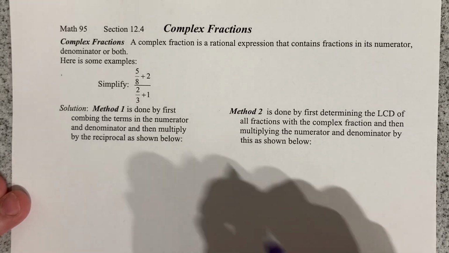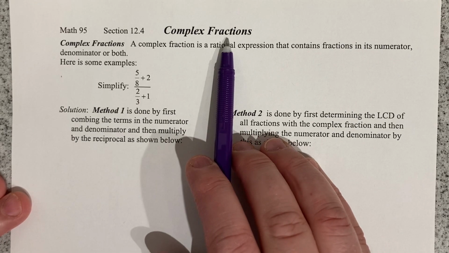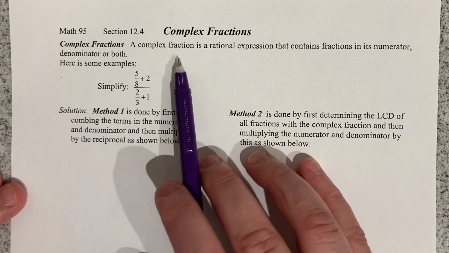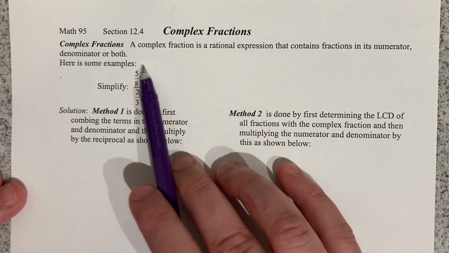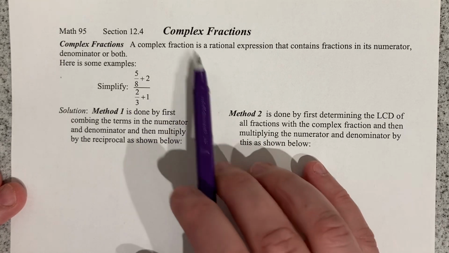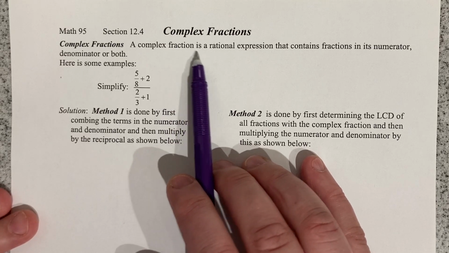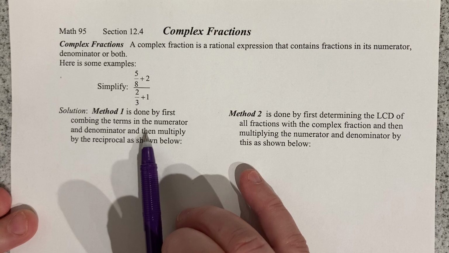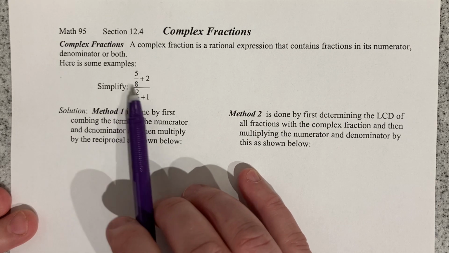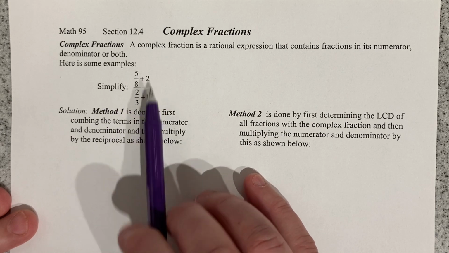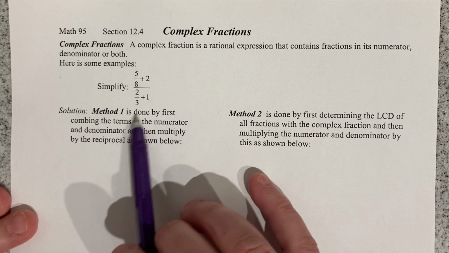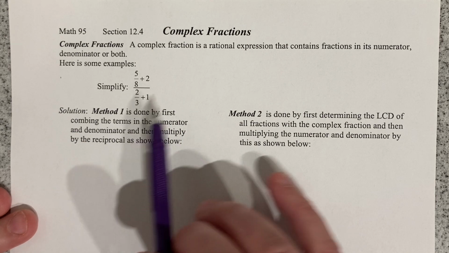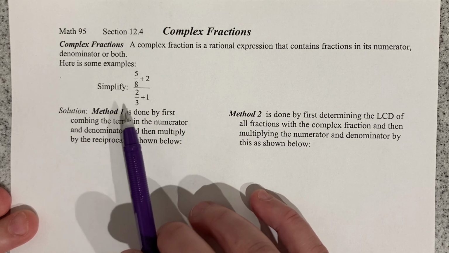In section 12.4, we're discussing complex fractions, which just means it's fractions inside of other fractions, like this example here. So the technical definition is it's a rational expression that contains fractions in its numerator, denominator, or both. So this is never considered simplified when we have fractions inside of a larger fraction. So there's two ways to simplify these.